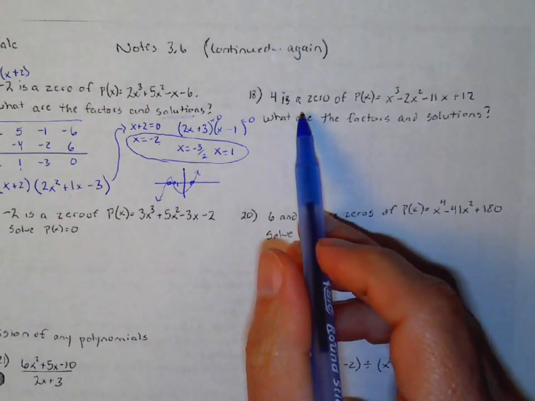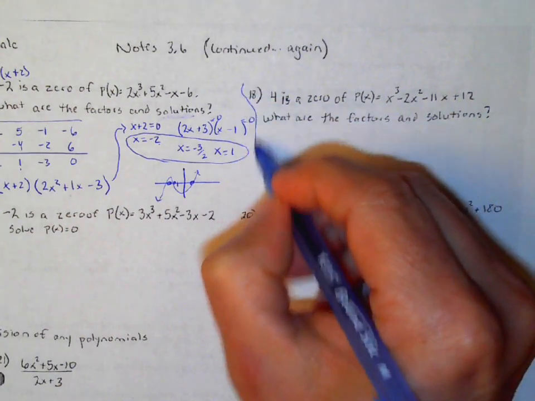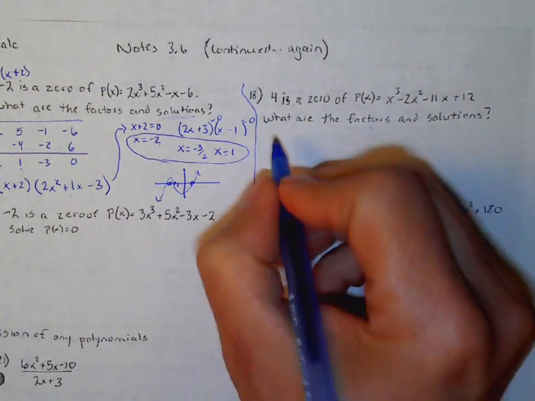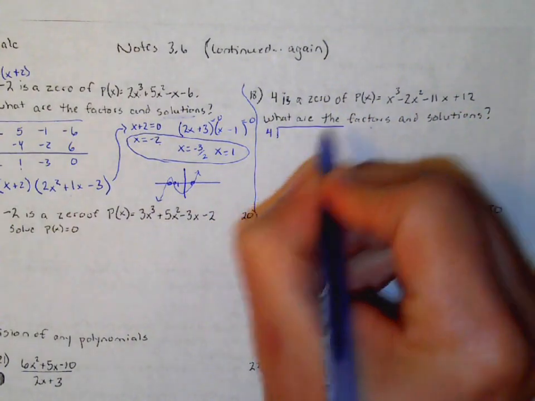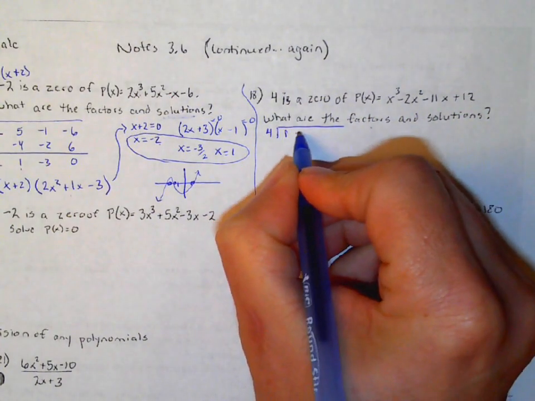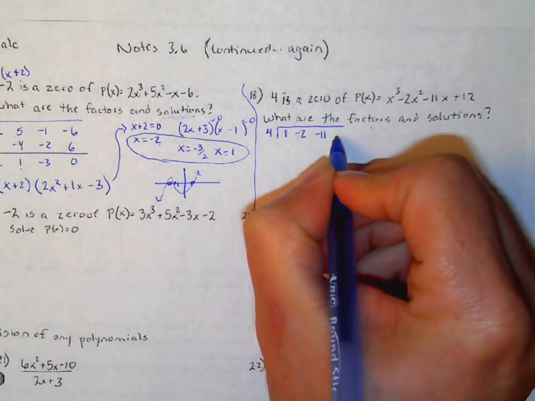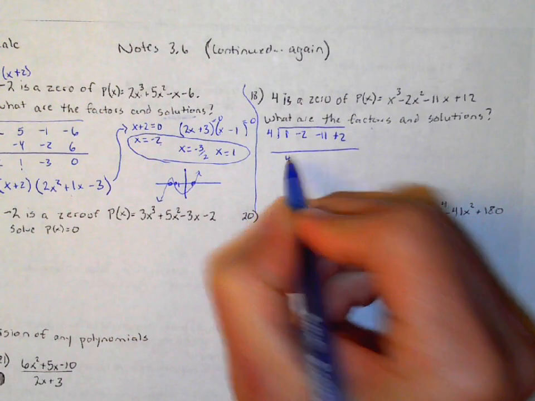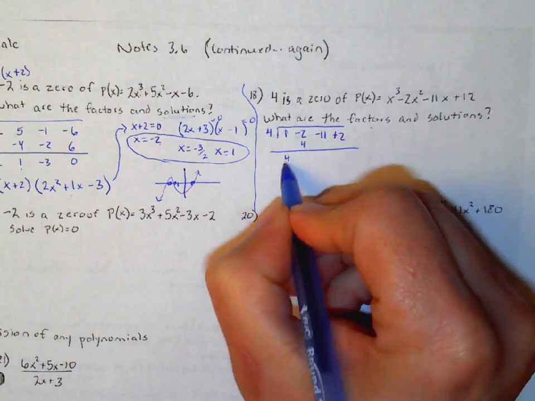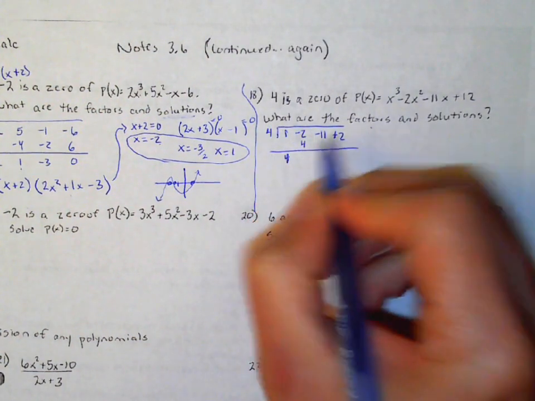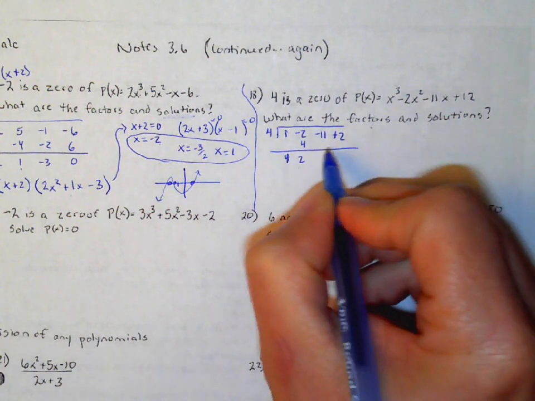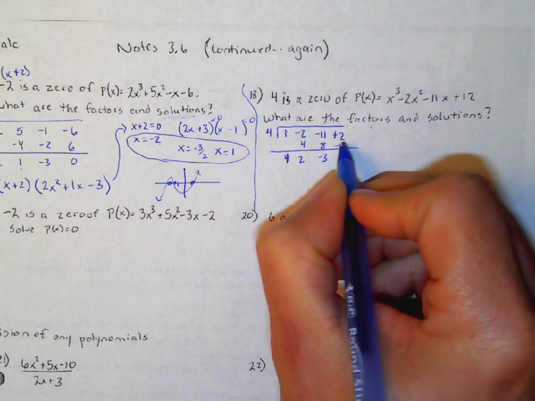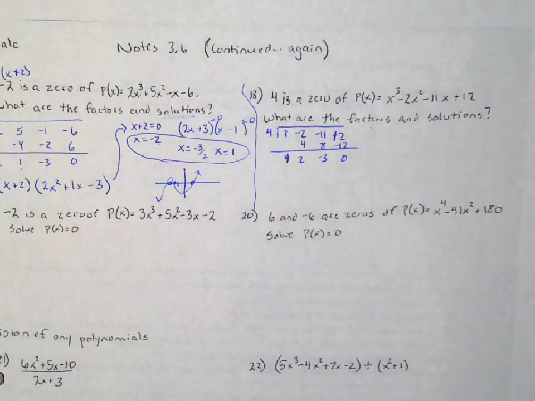Number 18, okay, is 4 is 0. And then if it is a factor, what are the factors and what are the solutions? Okay, so we'll divide it out, see if it works. 1x to the third, negative 2x squared, negative 11x plus 12. Bring down the 4, bring down the 1, multiply gives you 4, and add gives you 2, multiply and add, and multiply and add. Okay, so once again, yes it is.